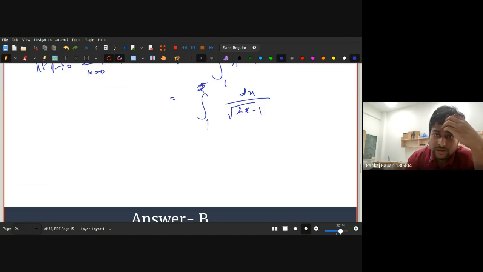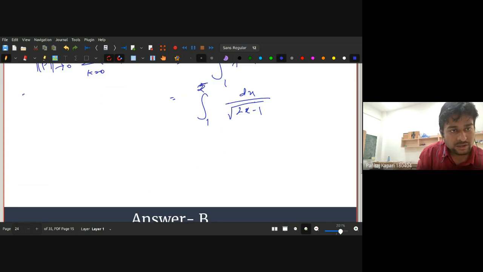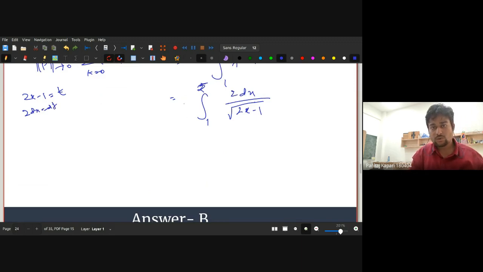Okay, so again we'll just find out this integral using the rules of substitution. Let's substitute 2x minus 1 to be some t. Then 2 dx is dt. So right here 2 divided by half, you can write this integral as half, and the 2 dx will just become dt, and you have under root of t, right?